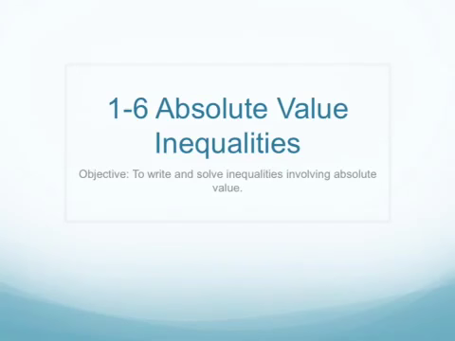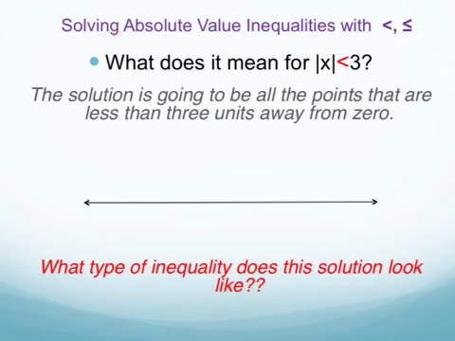Now we're going to be looking at solving absolute value inequalities. Now I want us to actually think about what it means for the absolute value of x to be less than 3. So remember, absolute value is the distance away from 0. So we want our distance away from 0 to be less than 3 units.